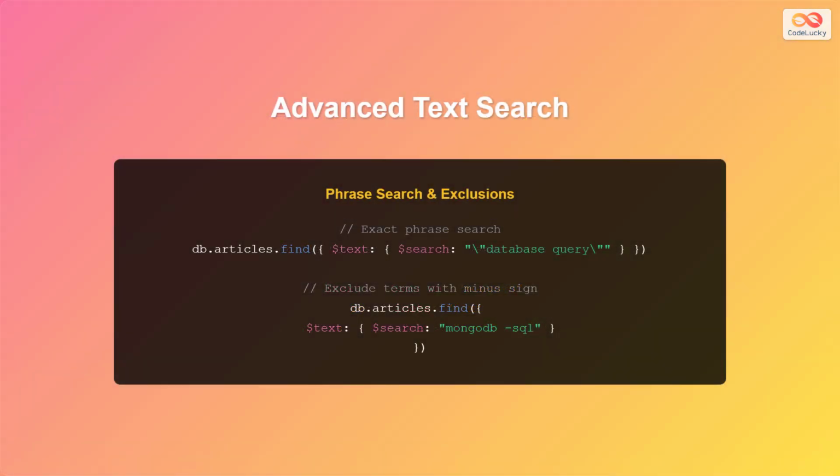Let's look at some advanced text search techniques. To search for an exact phrase, enclose the phrase in double quotes within the $search operator. For example, db.articles.find, then $text with $search as database query. To exclude terms from your search results, use a minus sign before the term you want to exclude. For example, db.articles.find, then $text with $search as MongoDB SQL.